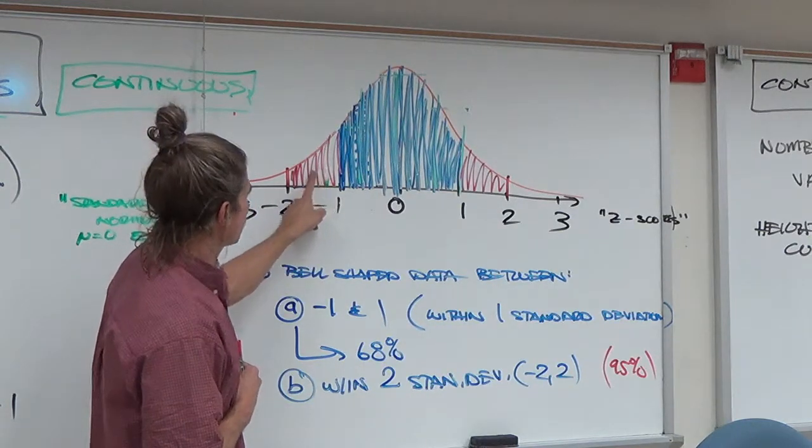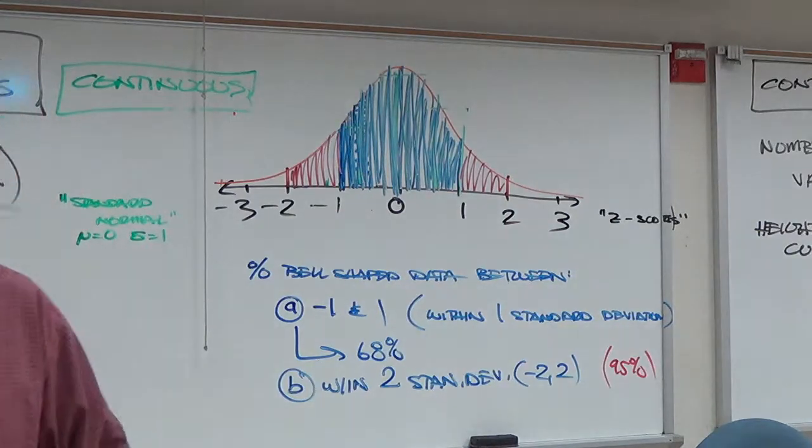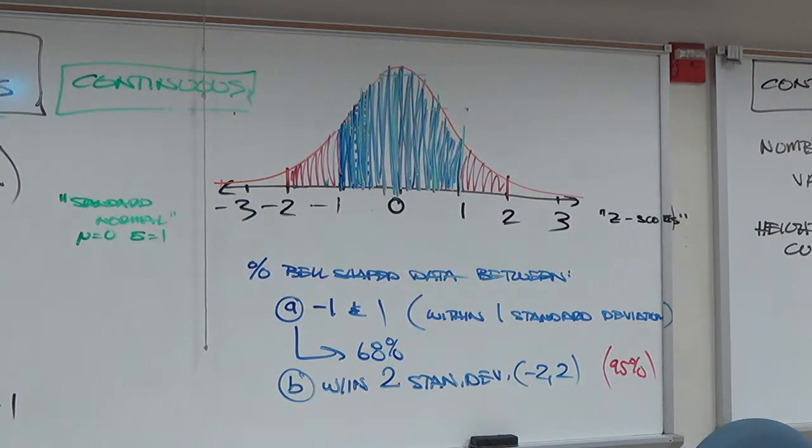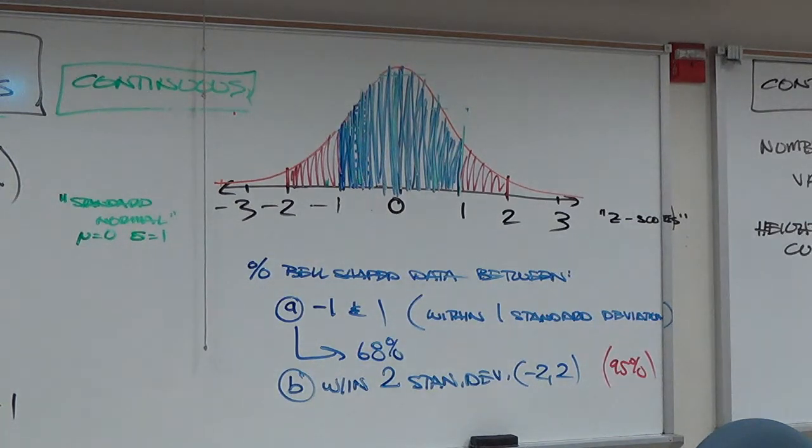What percent is this little red piece right here? Could we figure that out now? I think we can. Be brave. 27%. Johnny, why is it 27%? Because it's in between 68. Oh, careful. One more thing to do.